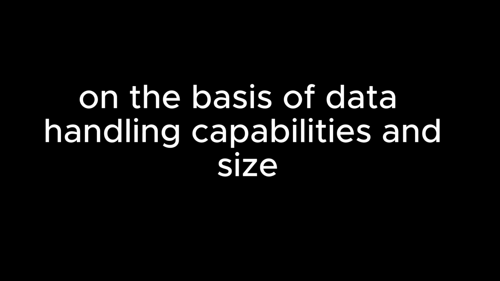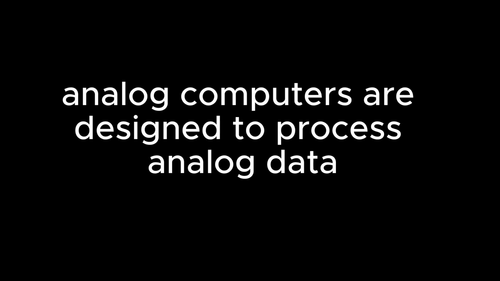Types of computer. We can categorize computers in two ways: on the basis of data handling capabilities and size. On the basis of data handling capabilities, the computer is of three types: analog computer, digital computer, and hybrid computer.